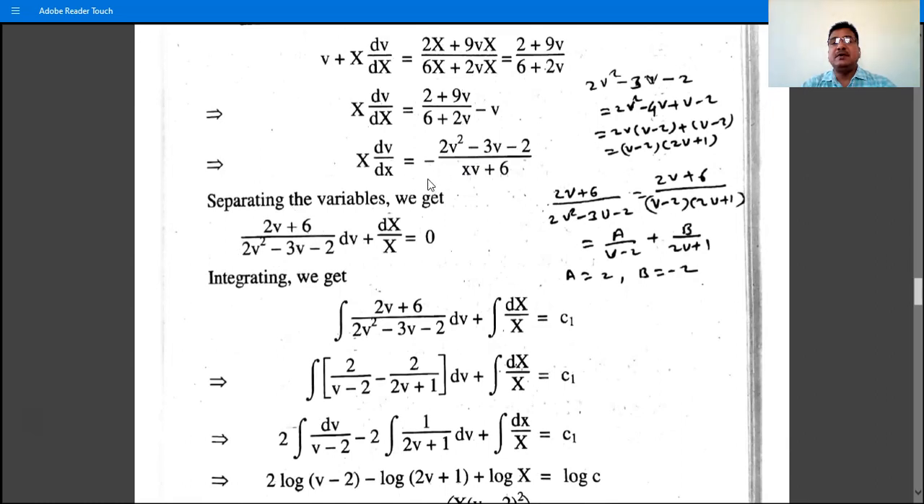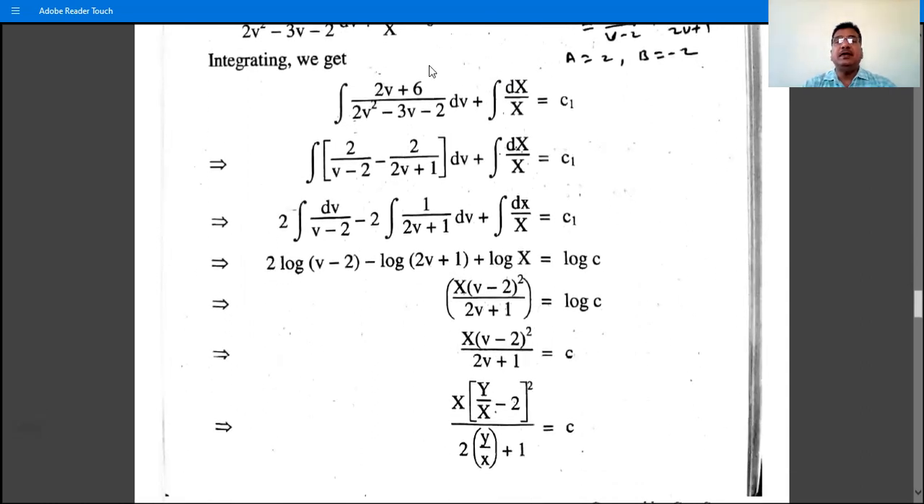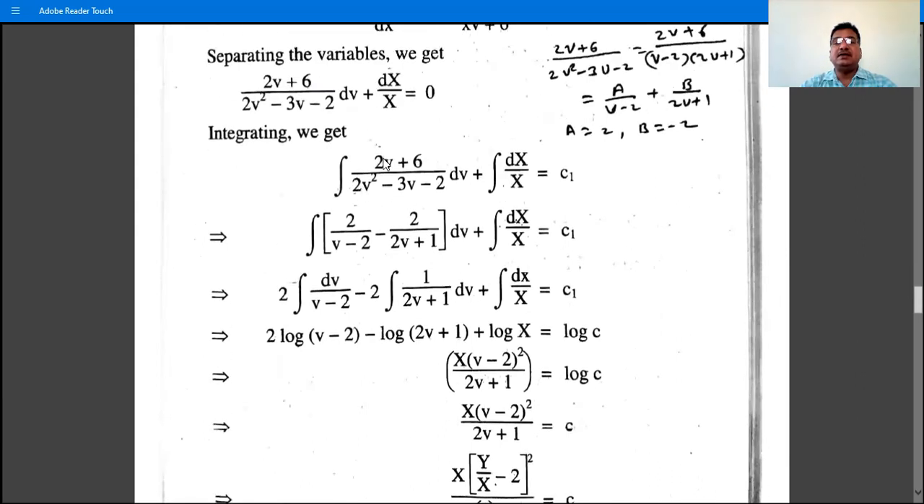Then shift dX, multiply and divide by X. So minus dX by X, after shifting to LHS we have plus dX by X is equal to 0. After separating the variables, we have to integrate both sides, with C1 as the constant of integration. The integration of dX by X, that is 1 by X, is log X. Now we have to find the integration of (2v plus 6) divided by (2v square minus 3v minus 2), and this integration is by using partial fractions.